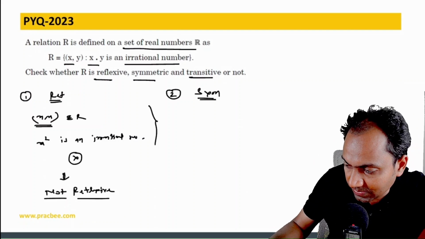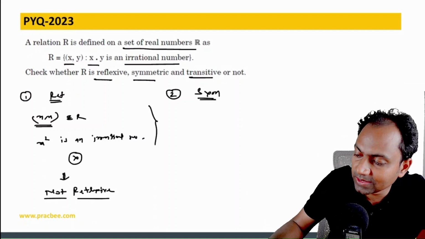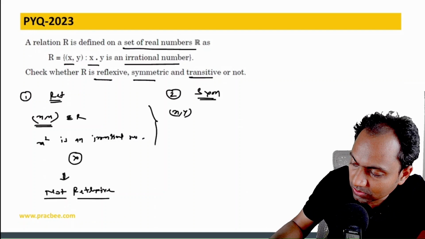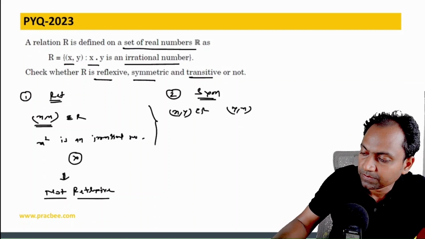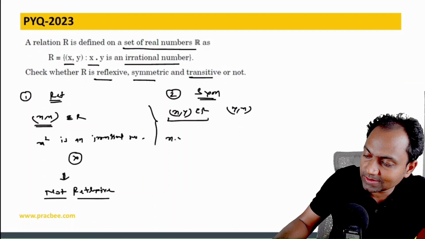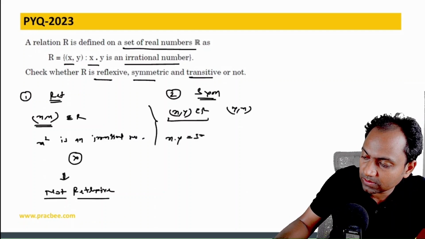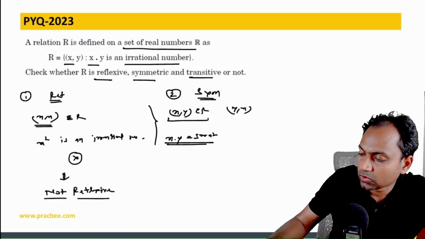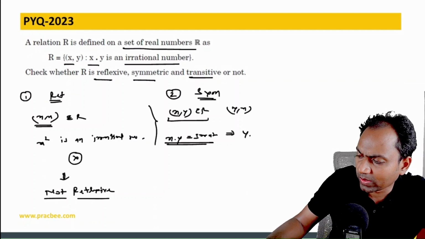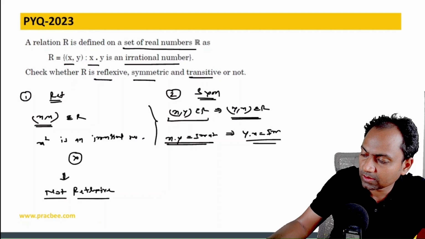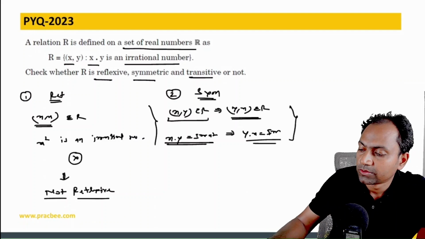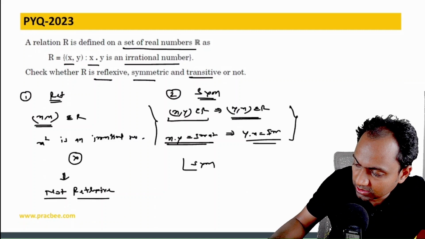If I move towards the next part, that is symmetric. What I am saying is, if x comma y belongs to R, we need to check for y comma x. So if this is true, then x into y is an irrational number. By multiplication, y into x will also be irrational. There is no problem in this statement. So if x comma y belongs to R, that also implies y comma x belongs to R. From here we have proved this statement. So this is a symmetric relation, there is no problem.